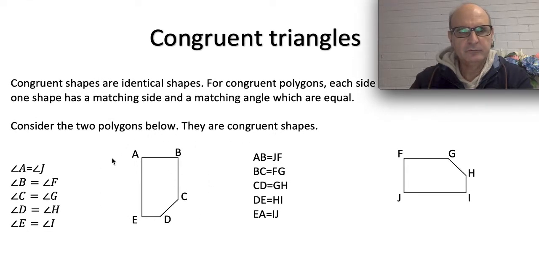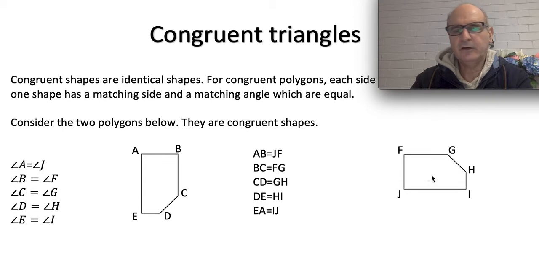Here I've got two congruent pentagons, A, B, C, D, E, and F, G, H, I, J. They are congruent, even if this one is turned with respect to that, so still they are congruent.